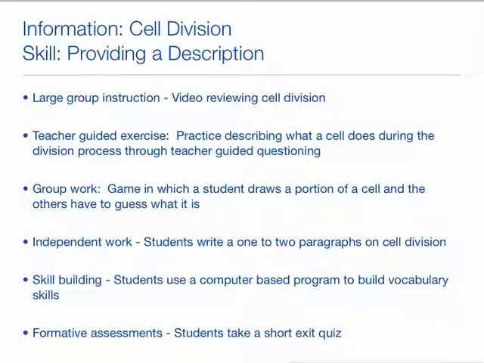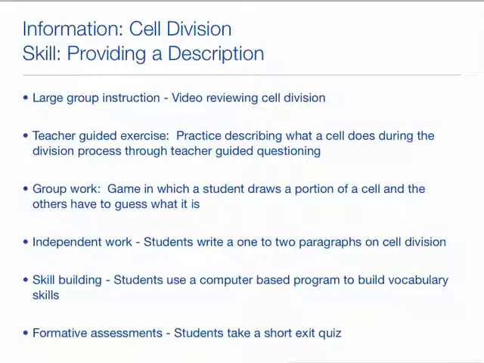And then also group work. They organized a game in which students draw out a portion of the cell that people are describing, so people get practice describing certain things. And then they had some independent work where students were writing one or two paragraphs on cell division, describing the process of cell division.